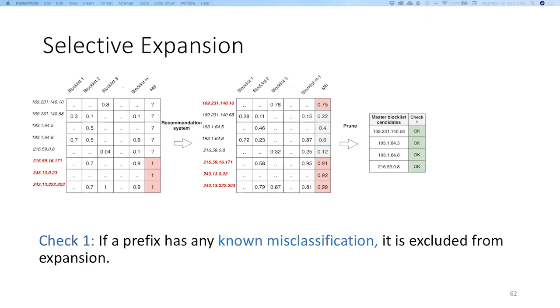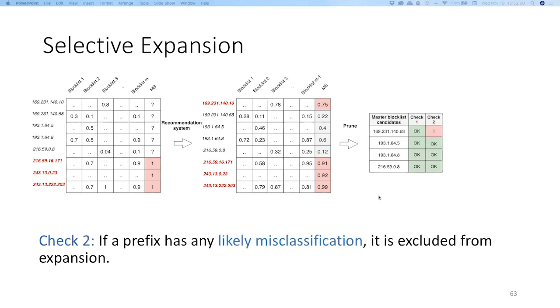Now, once a threshold has been set and the IP addresses have been pruned out, BLAG goes ahead to selectively expand some of the IP addresses into their IP prefixes. And it does so by two checks. In the first check, BLAG checks if a particular prefix has any known misclassification in the same /24 address space. In this example, among the known misclassifications of these three IP addresses, we do not see any other IP addresses in the same /24. So therefore, all the IP addresses pass check 1.